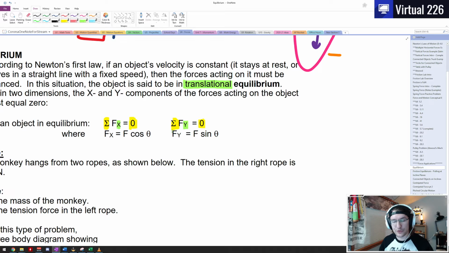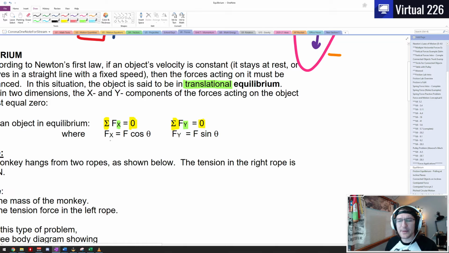And if this holds true, then our object will either be stationary, it won't move because there are no unbalanced forces, or whatever motion it had initially, it'll just hold that motion. It won't speed up and it won't slow down, okay?